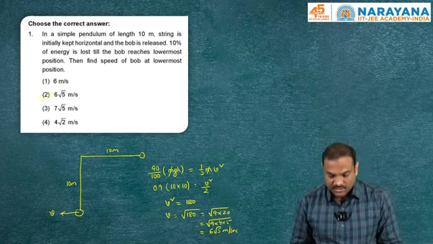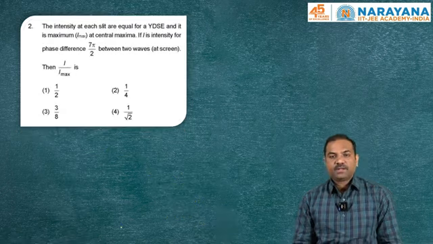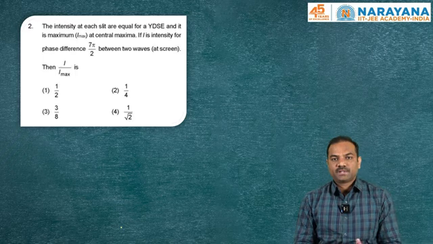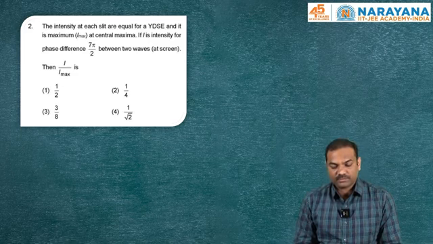Next we'll go to the next question. It is related to YDSE, Young's double slit experiment. It is a very straightforward question related to the intensity formula. They are asking the intensity at some point where the phase difference is 7 pi by 2. No diagram is required.